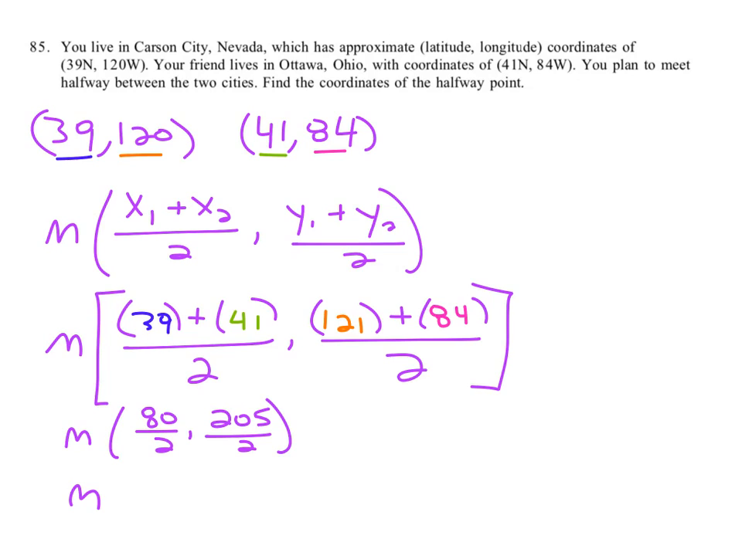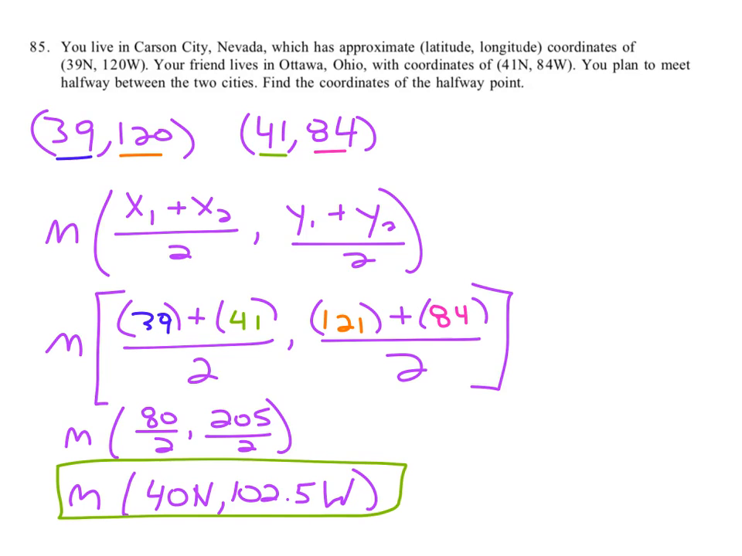So then you get as the midpoint, the midway, you would need to meet at 40 degrees. Remember, they're both north latitude, so 40 degrees north, comma, 102 degrees west longitude. That's what you should get as an answer in your answer page. I'll let you check it yourself.